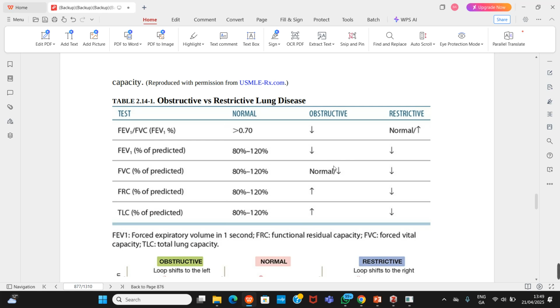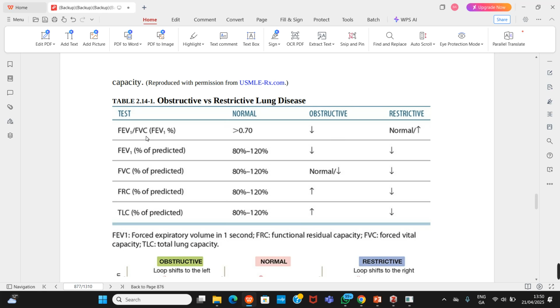So now we already know that the major problem in obstructive lung disease is what? Expiration issues. So that means that their FEV1, which is the amount of air they can blow out, they can expire during 1 second, is lower because they have a problem with expiration. So that volume is lower in obstructive lung disease.